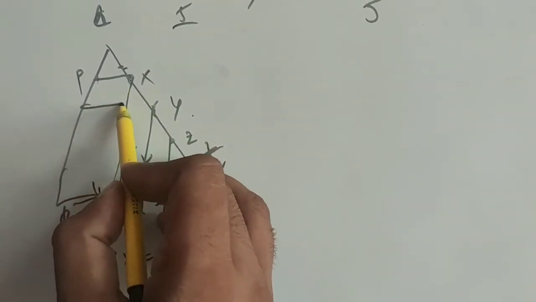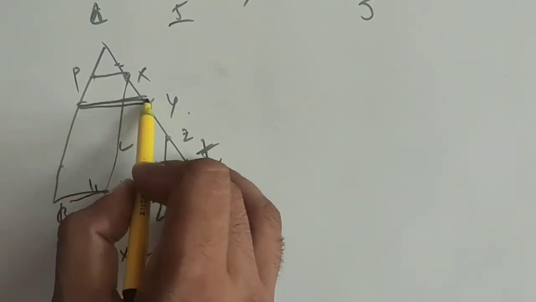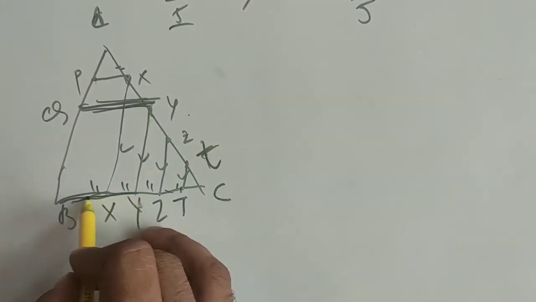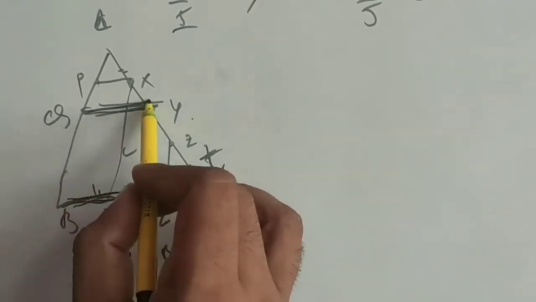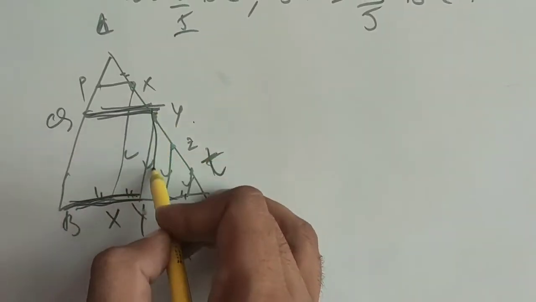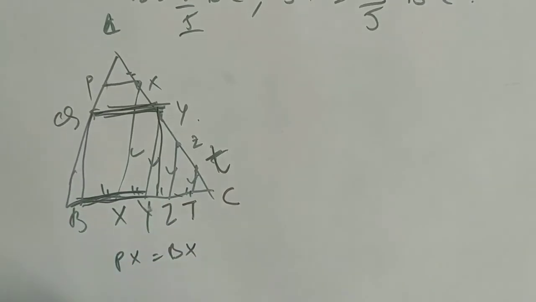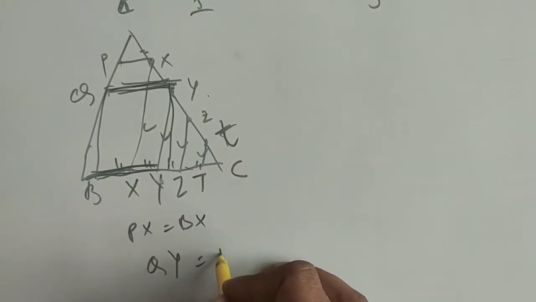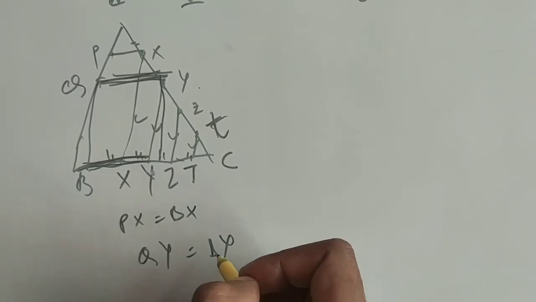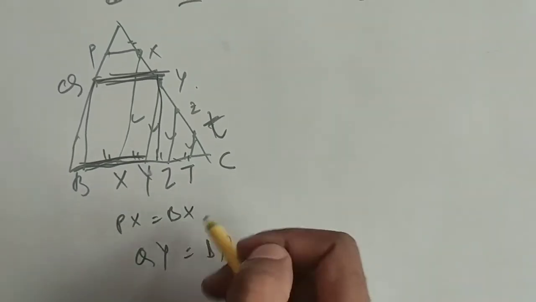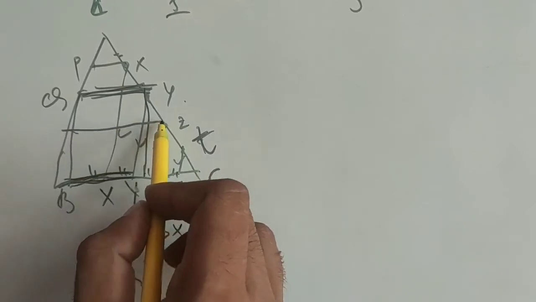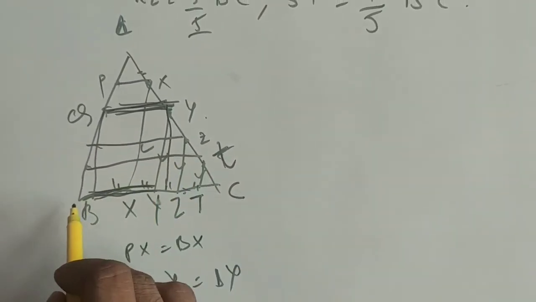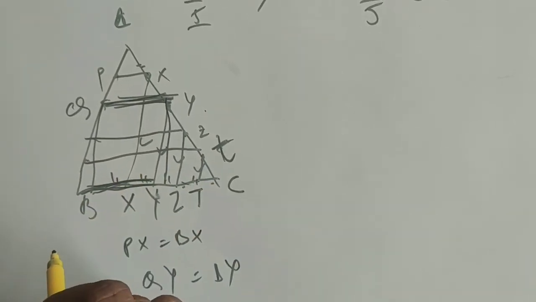Again, if we join this QY and this BY, these two lines are parallel by construction, and this part is also parallel by construction. So therefore QY is equal to BY, as they are the opposite sides of the parallelogram. Similarly, this part RZ will be equal to BZ. This part ST will be parallel and equal to BT. So they will be equal.